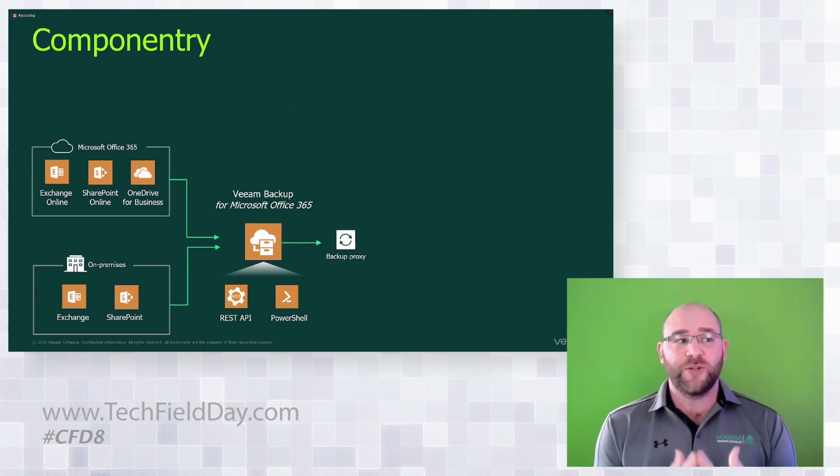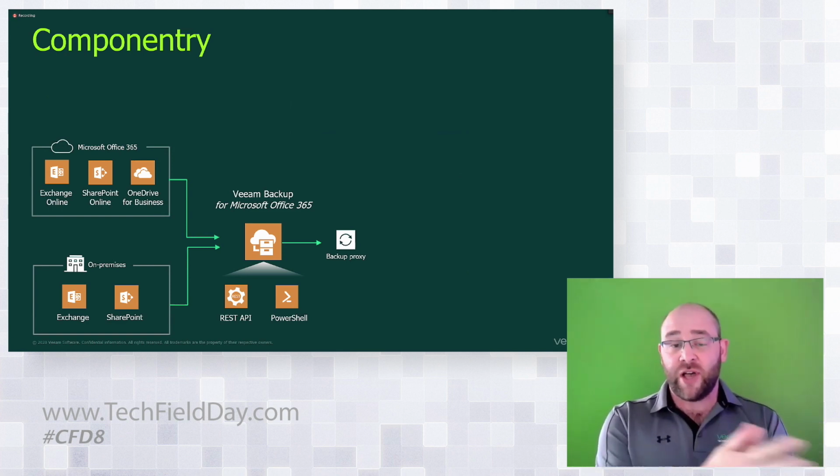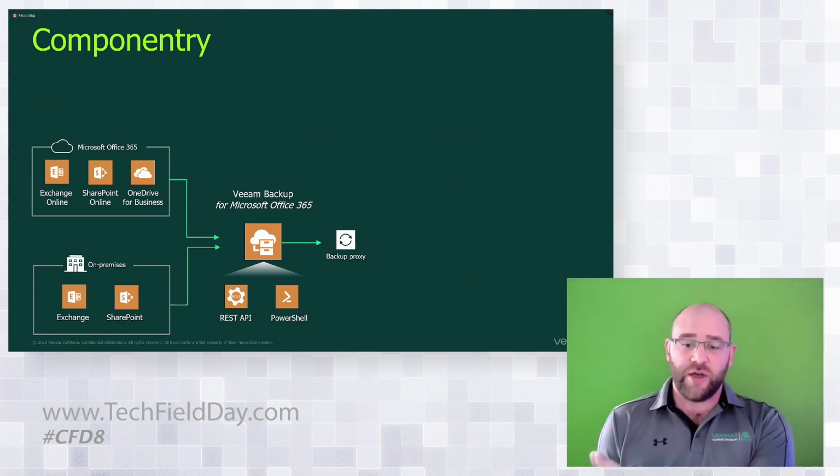So this is our muscles. This is going to move the data from A to B, or from Office 365 to wherever we wish that to go.